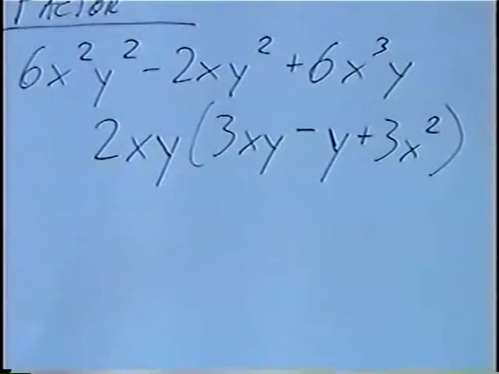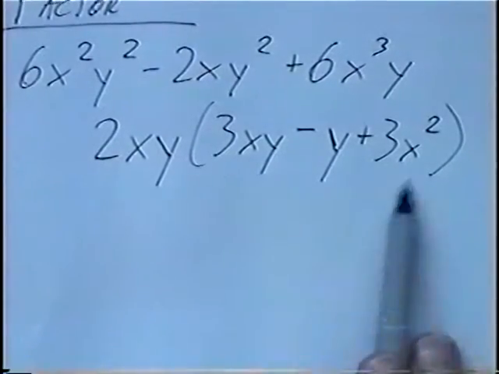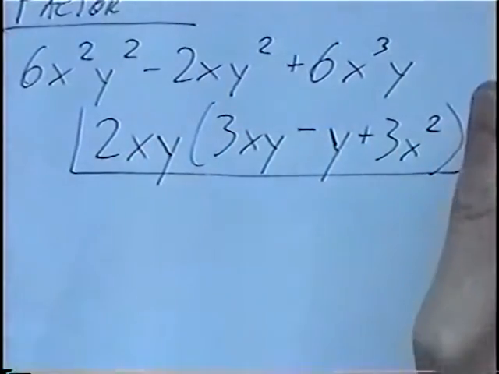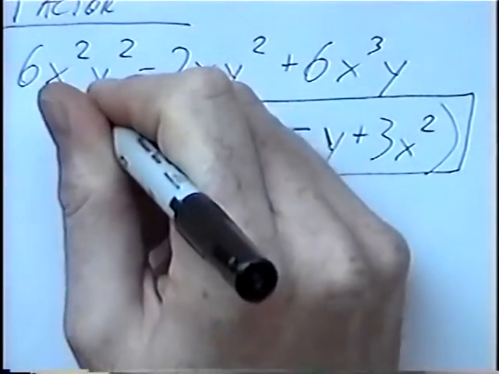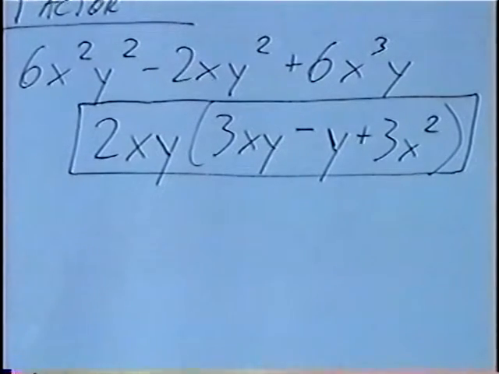It's always a good idea to double check after you factor, to see if there are any other terms you can factor out or any other factoring techniques you can use. In this case, you cannot. So our final answer is 2xy times (3xy minus y plus 3x squared).